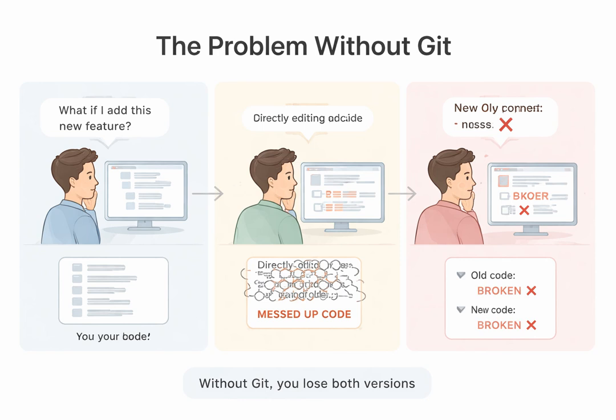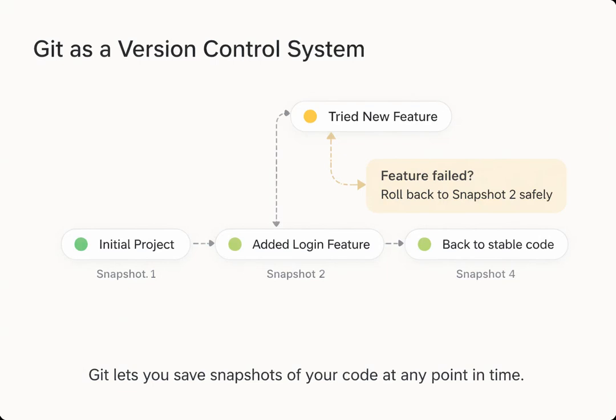Now, here's the worst-case scenario. You add the new feature, it doesn't work out, and now you've lost your clean original code and the new feature is broken. You've got nothing good left. That's the core problem that Git solves. It lets you experiment freely without ever losing your previous working state. This is exactly where Git shines.